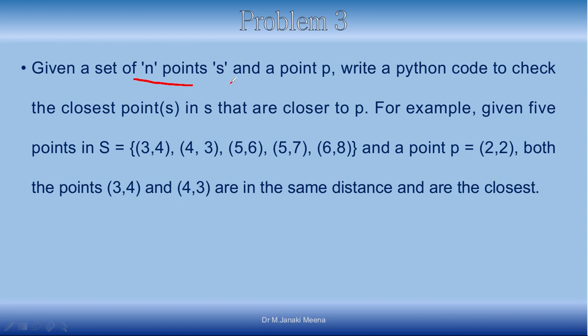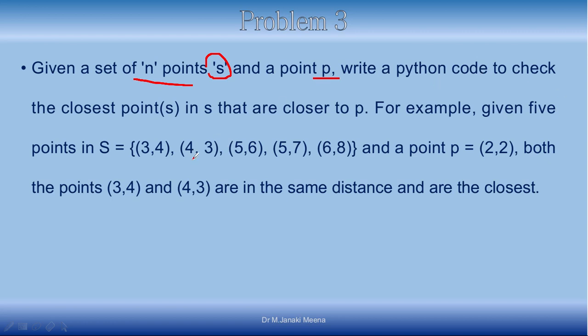of n points. This set is a mathematical set. Let us call the set of n points as S, and one more point P is given to you. Now your task is you have to find the points in S which are closest to the point P. There can be one point or more than one point which is closest, right?